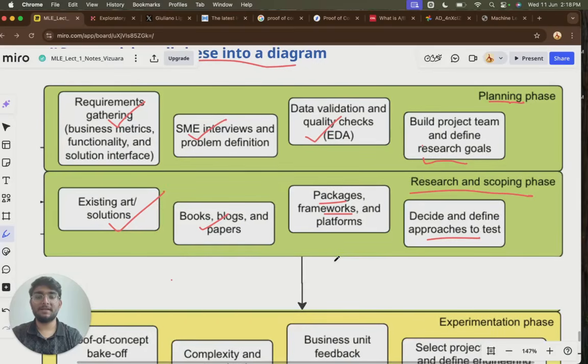Then comes the experimentation phase. These both phases are cross-functional. So you'll have to search for something here as well, and you'll have to work here as well. You'll have to search for the different business metrics and you'll have to read different articles as well.